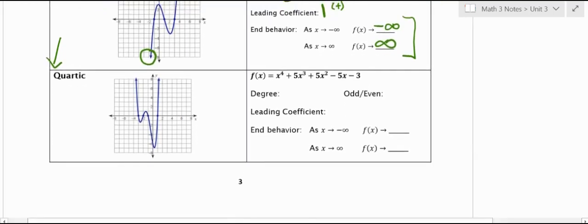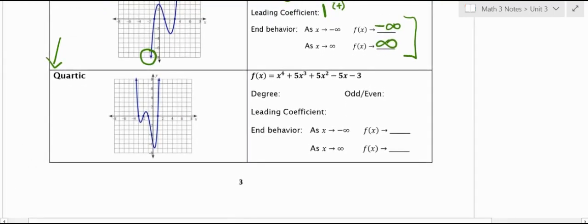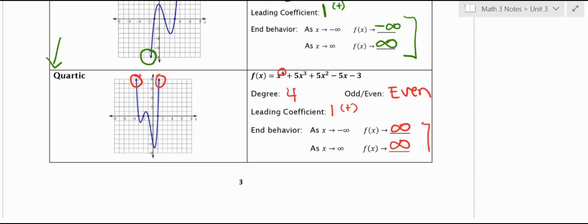The fourth one we're going to see here is a quartic. Quartic is degree 4. Degree 4, that's going to be considered even. So when we look at even, same thing, my leading coefficient for this one's a positive 1. And when I look at my left tail, you can see it's going up. When I look at my right tail, you can see it's going up. And we're going to see when it's an even degree, it's going in the same direction.